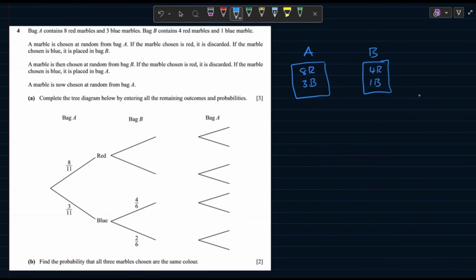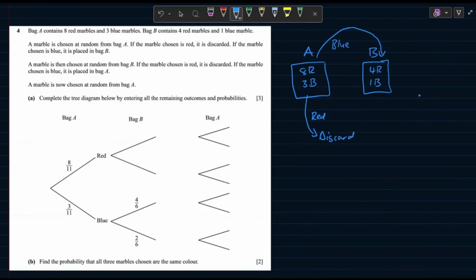Okay. One marble is chosen at random from bag A. If the marble is red, it is discarded. If the marble is blue, it is placed in bag B. So I know if I pick red from here, I discard. But if I pick blue, it goes into bag B. Okay. A marble is then chosen at random from bag A.